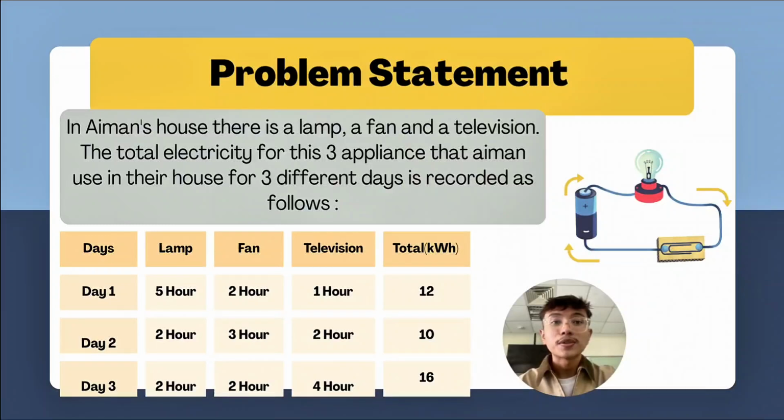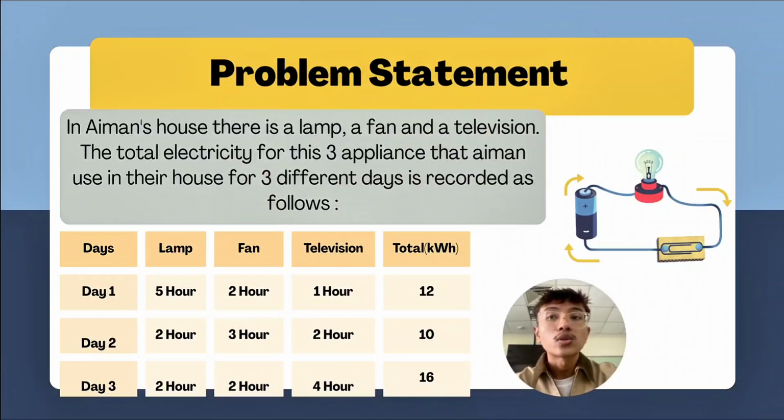Next is the problem statement. In Aiman's house, there is a lamp, a fan, and a television. The total electricity for these three appliances that Aiman used in the house for 3 different days is recorded as follows. On the first day, Aiman used 5 hours of lamp, 2 hours of fan, and 1 hour of television, and the total in kilowatt per hour is 12.